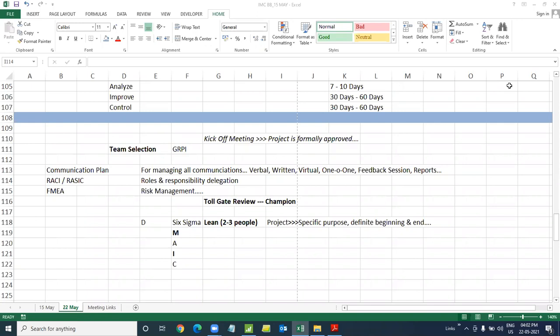Is it okay? Yes, please share. You have a question? During this project charter, we have to select the team, right? Yes, we will be selecting the team. In this project charter, do we need to mention the time allocation for the team also? Maybe, that will be discussed here.